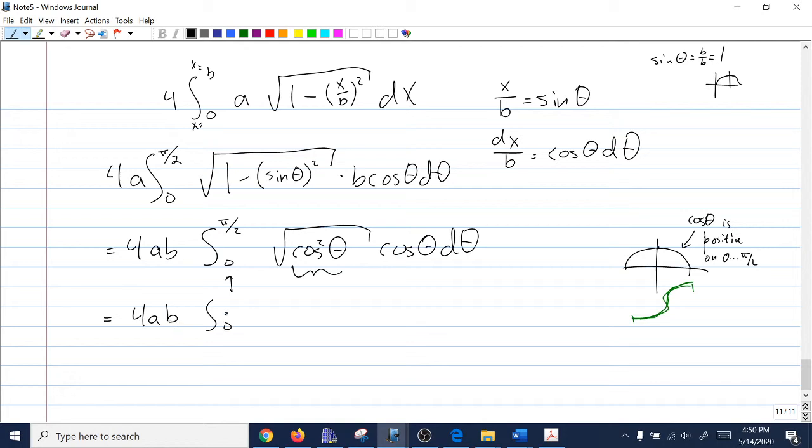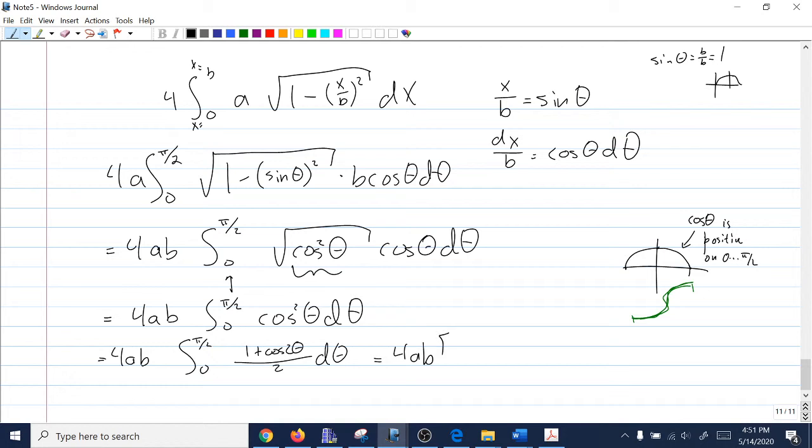I end up needing the integral from 0 to pi over 2 of cosine squared theta d theta. How do you integrate cosine squared theta? This is where you use the trig identity, the double angle one. This is 1 plus cosine 2 theta over 2. What's the integral of a half? It's theta over 2. What's the integral of cosine 2 theta over 2? The integral of cosine is sine. Divide by an extra 2, I get 1/4 sine 2 theta. Evaluate that from 0 to pi over 2.